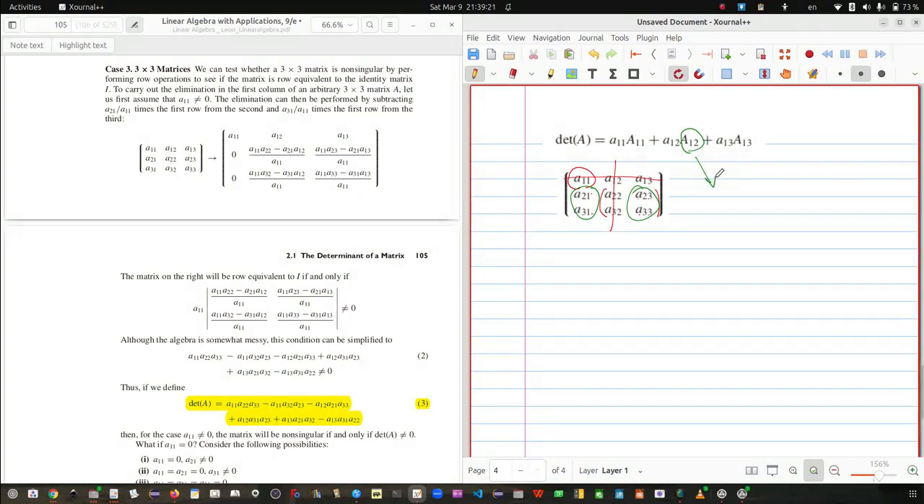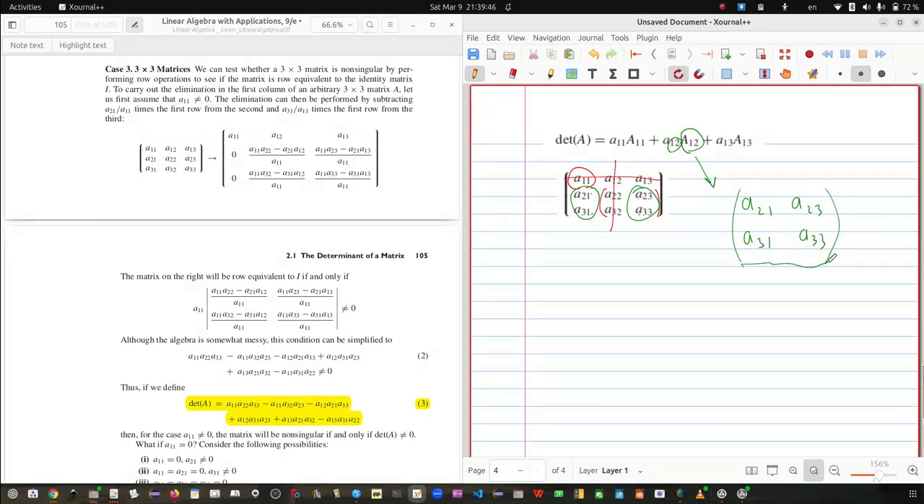It means A21, A23, A31, A33. How was it? You remove the column and row of the element you are talking about. This is 1, 2. So we remove 1 and 2, the first row and the second column. And the elements left are 2, 1, 2, 3, 3, 1, 3, 2. So this is the minor.